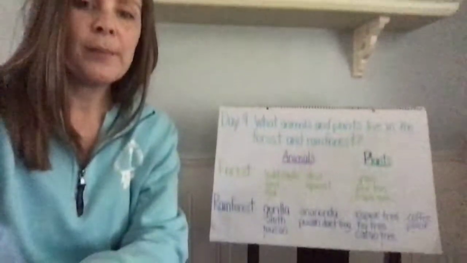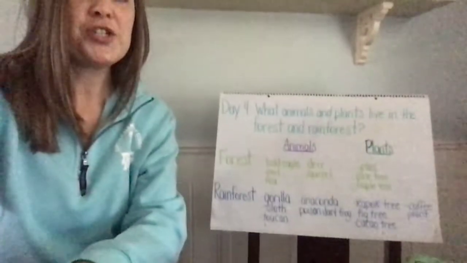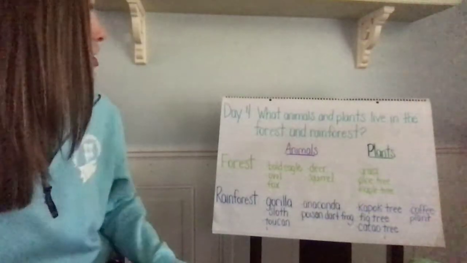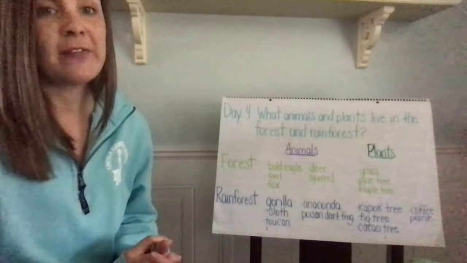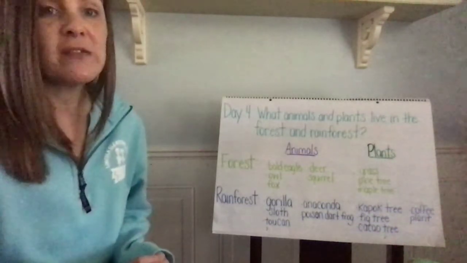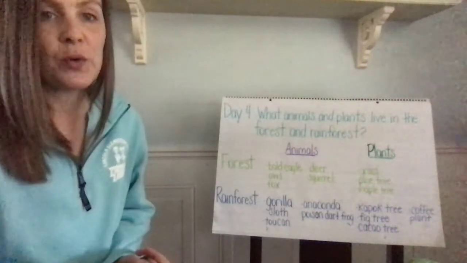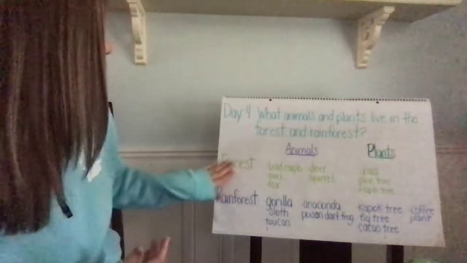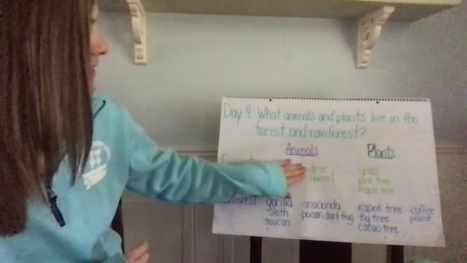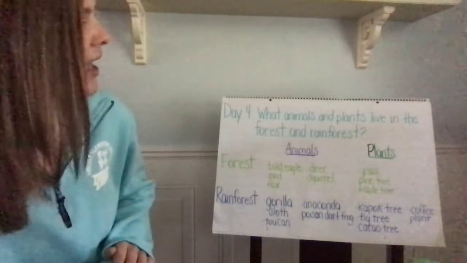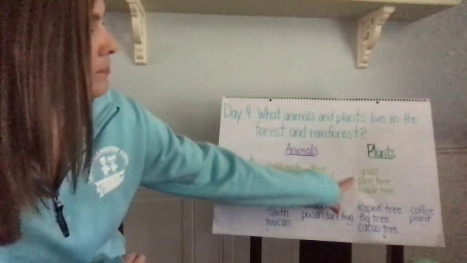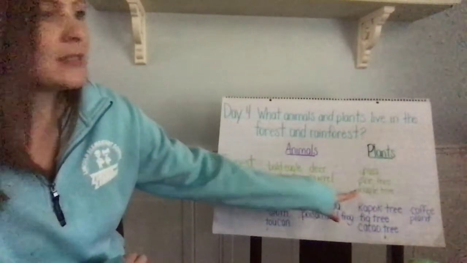So for part 4, our question was, what animals and plants live in the forest and rainforest? I had gotten a lot of feedback from everyone, and some very popular animals that you saw in the videos I suggested, as well as your own research. In the forest, you had seen bald eagle, an owl, a fox, deer, and squirrels. And you had also seen some common plants like grass, pine trees, and maple trees.